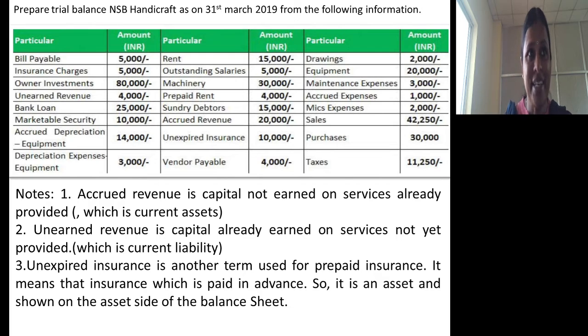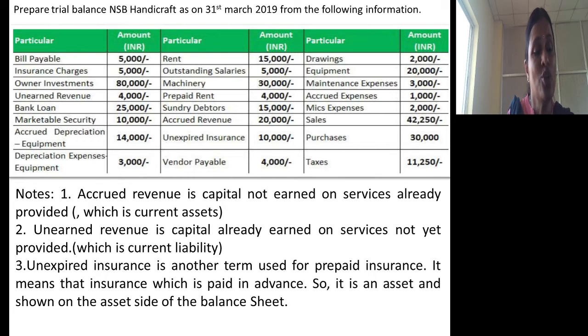But before preparing the trial balance, you must be in a position to understand which category a particular account balance belongs to. We know that accounts may be of assets, expenses, income, liabilities, or capital. So we must be in a position to identify which of these five categories a particular account balance belongs to, whether it belongs to assets, liabilities, expenses, income or capital.